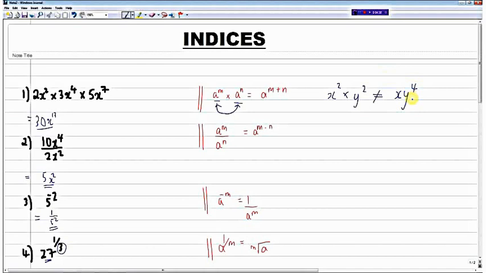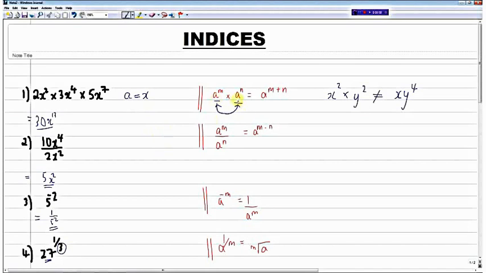Because these two terms are different. They have to be the same. Like here, we had x squared multiplied by x to the 4 multiplied by x to the 7. So in this case, a is equal to x. Okay, so just make sure that this number here is the same as this number here.